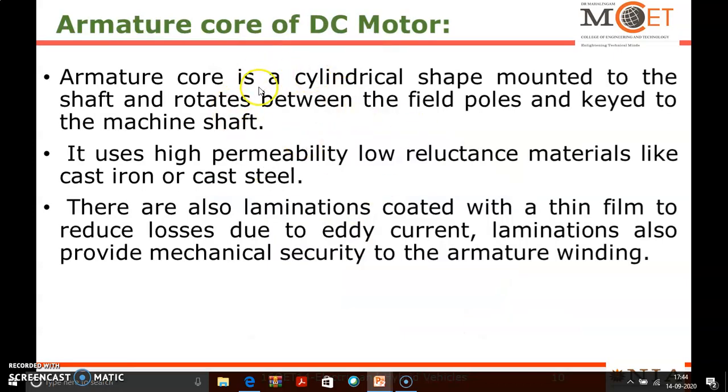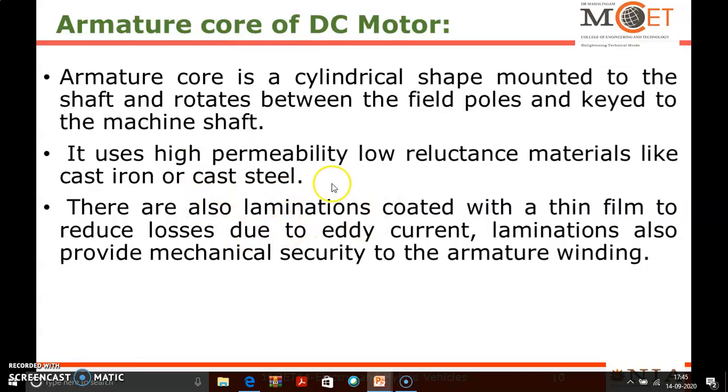The armature core, we know that it will be in cylindrical shape, and this is placed between the field poles and the motor shaft. So this armature coil will be wound on the armature core of the DC electric motor. It uses a high permeability, low reluctance material like cast iron or cast steel.